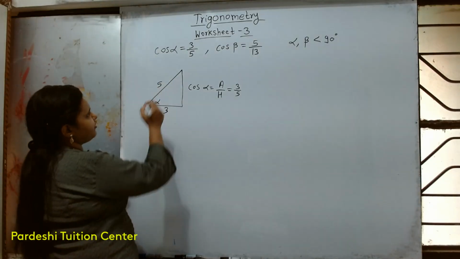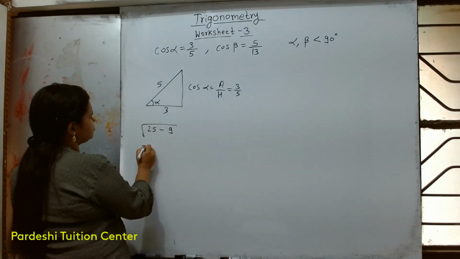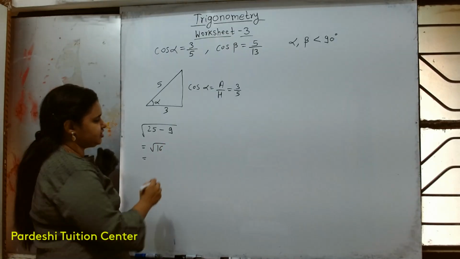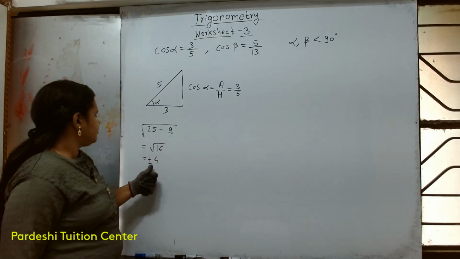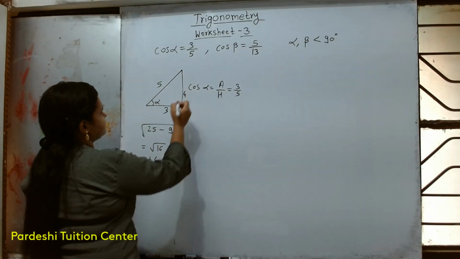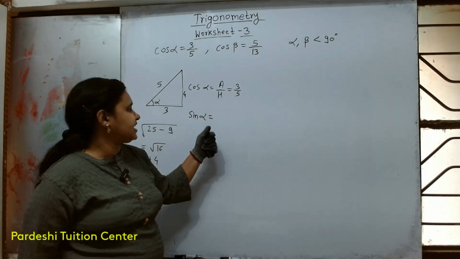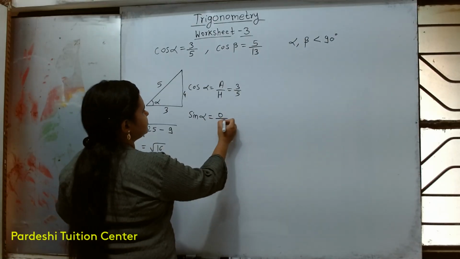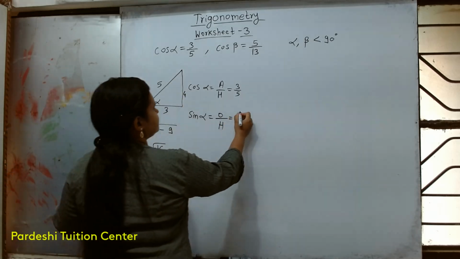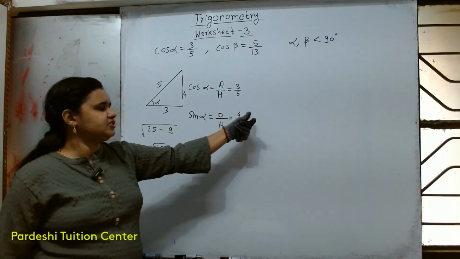So, it will be under root of 5 square, that is 25, minus 9. So, 25 minus 9 is 16. Under root of 16 is plus minus 4. Okay. So, we will consider length is always positive. So, it will be 4. Okay. Now, what is sin alpha? Formula for ratio for sin is opposite upon hypotenuse. So, opposite side of alpha is this one, that is 4 and hypotenuse is 5. So, sin alpha we got as 4 by 5.